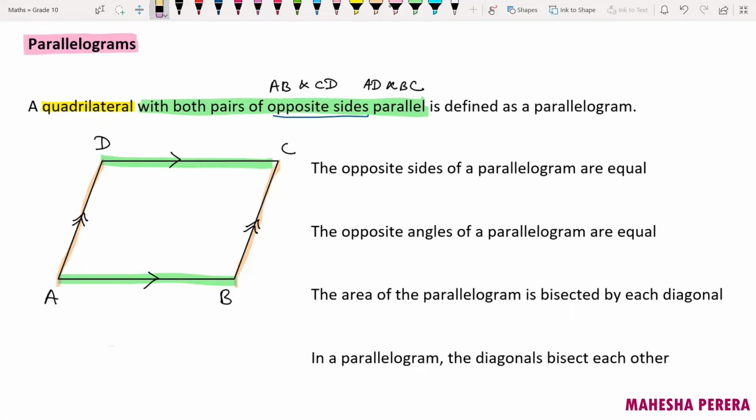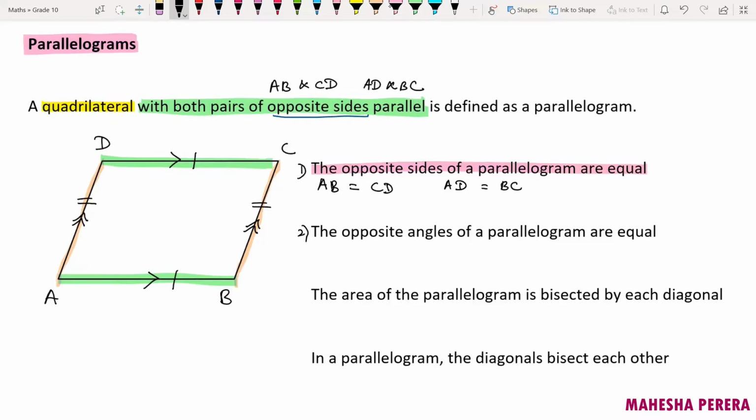Now the next point that you have to remember is the opposite sides of a parallelogram are equal. Now when you consider side AB and side CD, these two sides are equal in length. Also the other two opposite sides are equal in length. So I can write like this: AB equals CD and AD equals BC. Okay, so this is one of the main properties of a parallelogram, right?